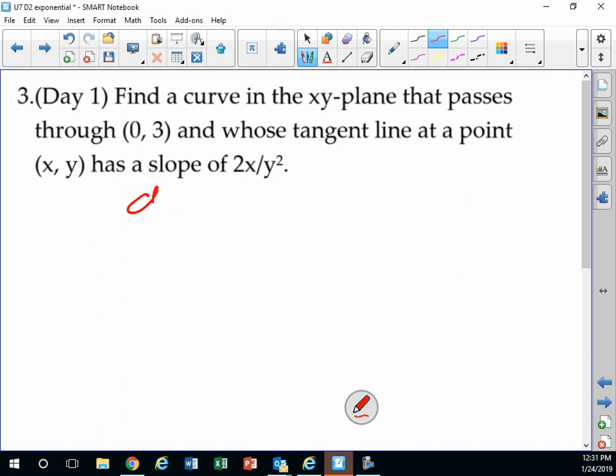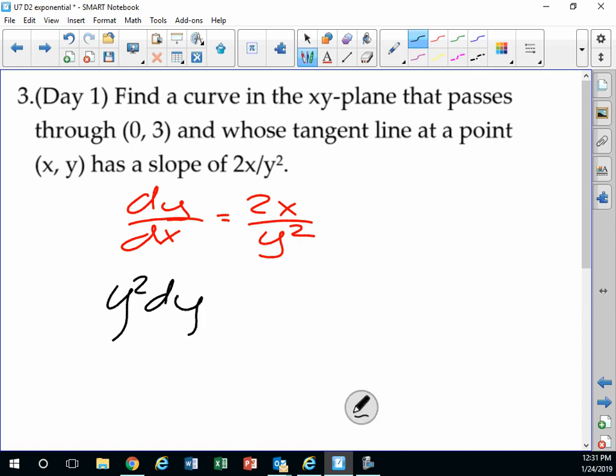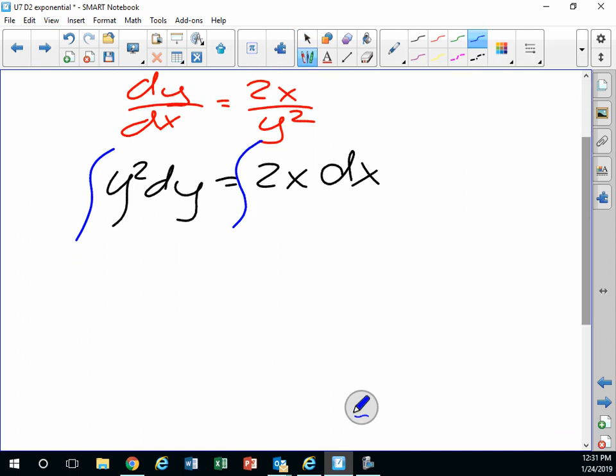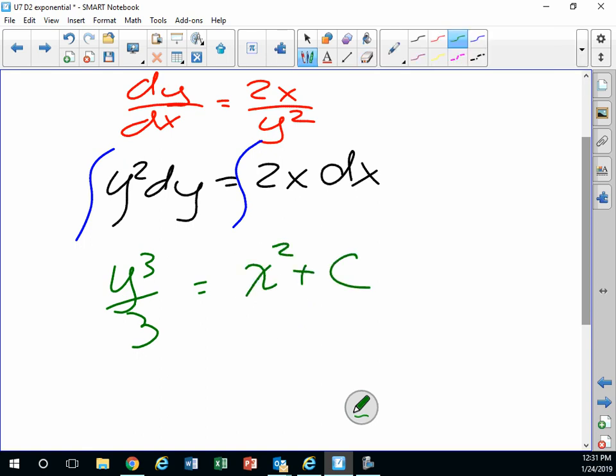So, by the way, height of the slope up does mean dy dx, right? Should know that. All right, let's see. Should have done this. Should have done this. That makes this y cubed over 3 equals 2x squared, no, just x squared, x squared plus c.